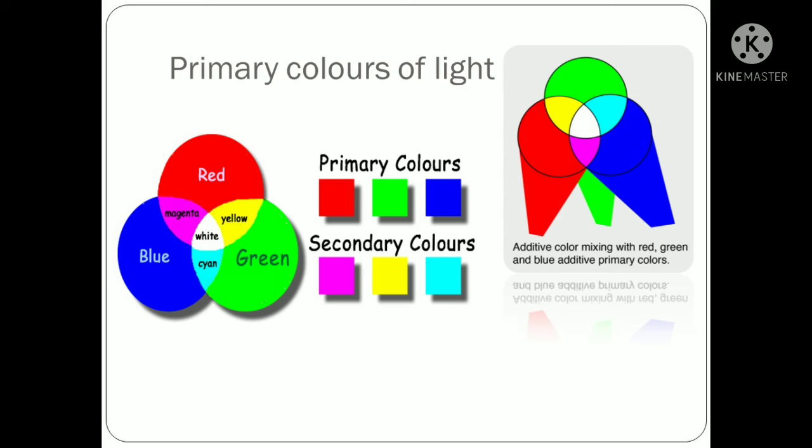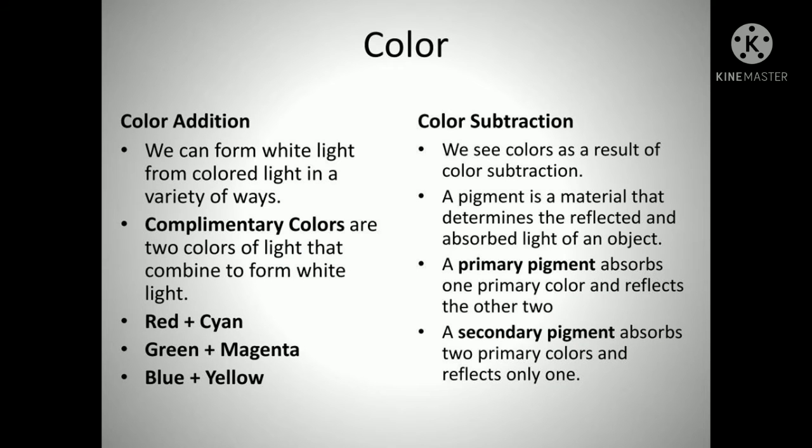Now we'll see the difference between color addition and color subtraction. Let's see. In color addition, we can form white light from colored lights in a variety of ways. Complementary colors are two colors of light that combine to form white light. Just now I've said red and cyan, green and magenta, blue plus yellow. And in color subtraction, we see colors as a result of subtraction, meaning the other colors will be subtracted and we'll see the object's color.